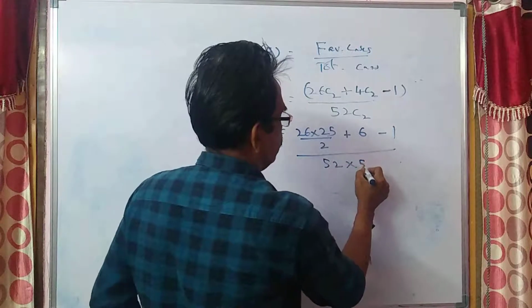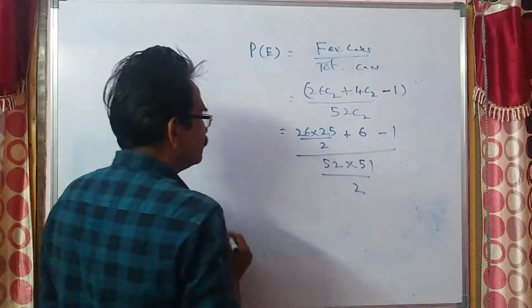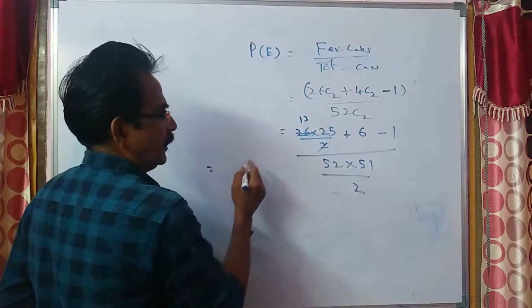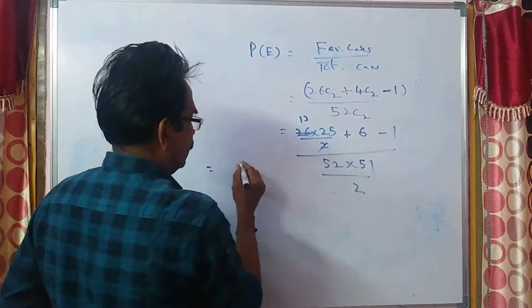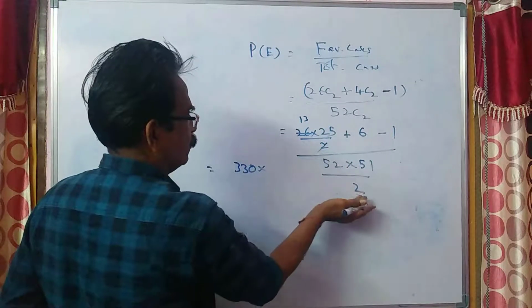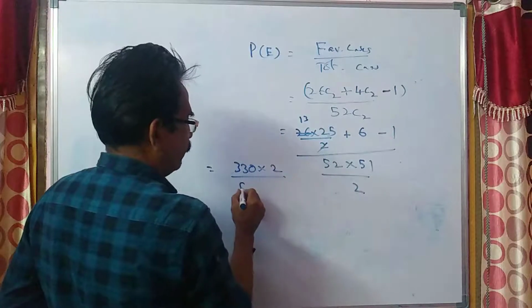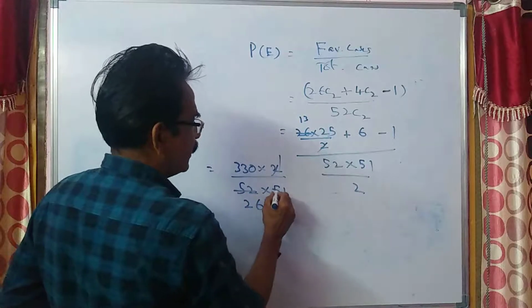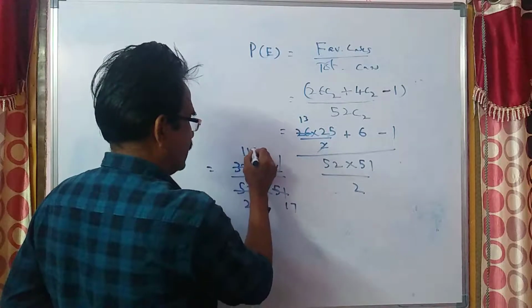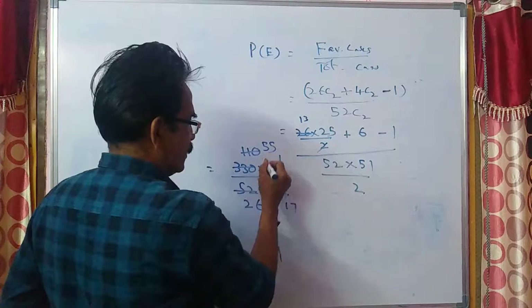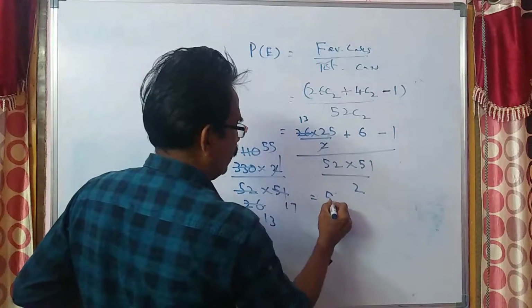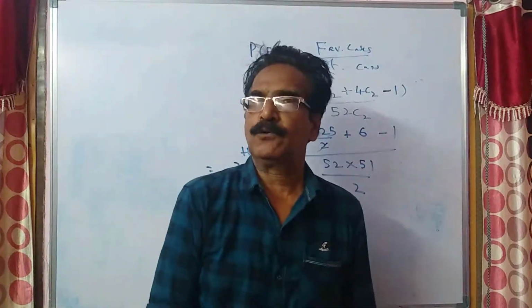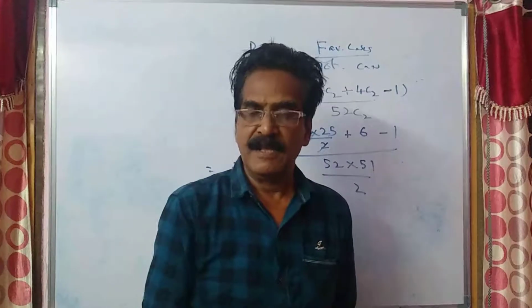By 52C2, 52 into 51 by 2. So 2 13s are 26, 13 25s are 325, plus 6 is 331, minus 1 is 330, into 2 comes to numerator, by 52 into 51. Cancelling, we get 55 by 221. 55 by 221 is the answer for the first question.